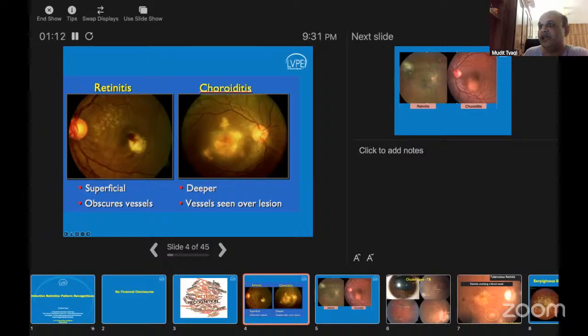We have already had this discussion on how to differentiate retinitis from choroiditis. One very easy way is to look at the morphology of the lesion. Retinitis lesions, as the name suggests, are superficial and you may end up seeing them obscuring the vessel.